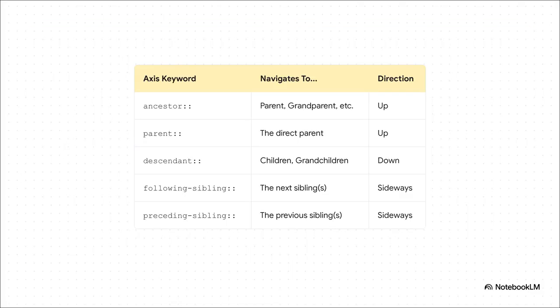And here it is, your quick reference guide, your cheat sheet. We've got axes to go up, like ancestor and parent. We've got axes to go down, like descendant. And we've got axes to go sideways, following-sibling and preceding-sibling. This table pretty much covers the essential commands you're going to use every single day.